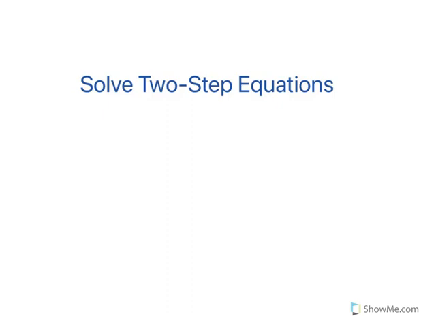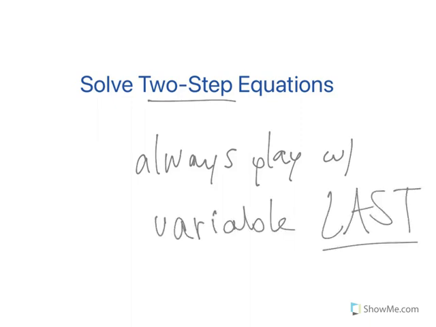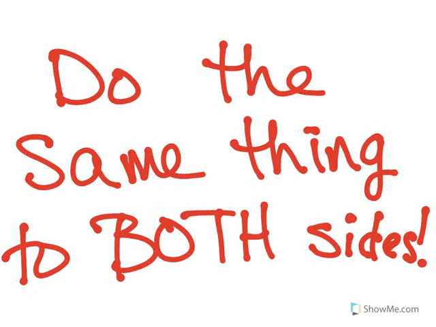Solve two-step equations. Now the key here is two steps. We're going to do two things. And we always play with the variable last. Because we're trying to get the variable by itself, playing with that part of the equation is the last thing we do. All right, let's jump in.